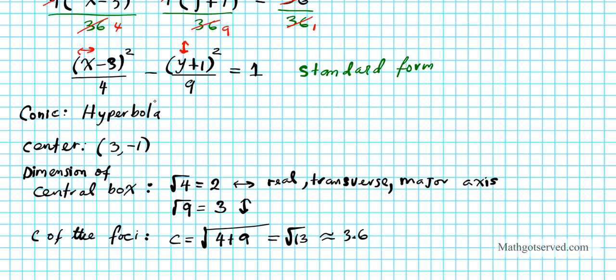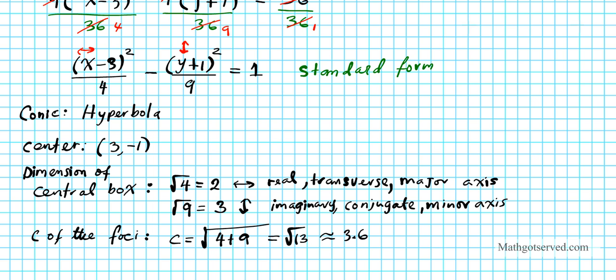Now the one going up and down is in the y direction. You notice the negative in front of the y automatically makes this movement the conjugate axis. You can call it the imaginary conjugate, or the minor axis.